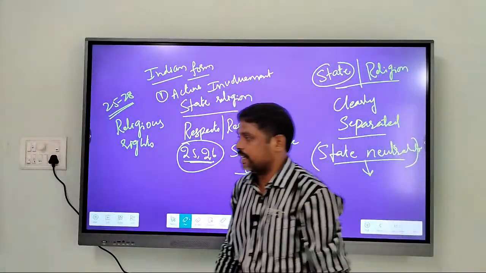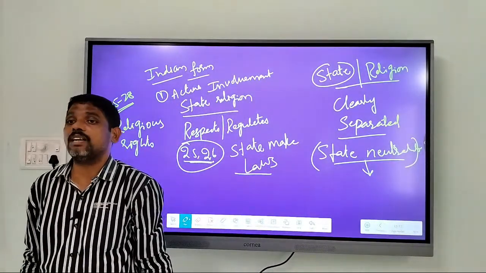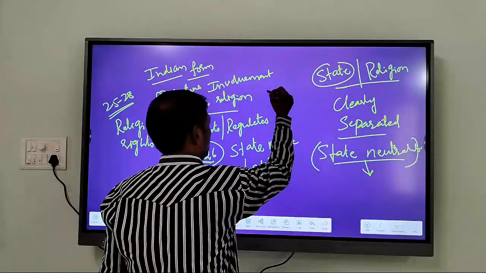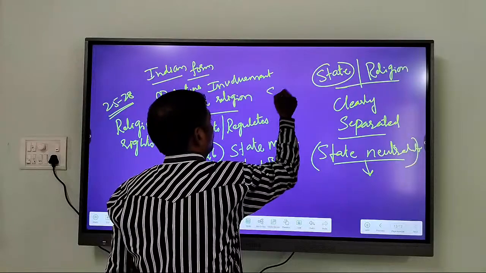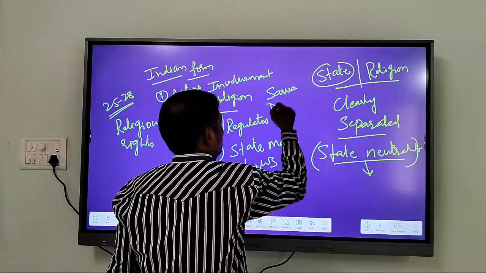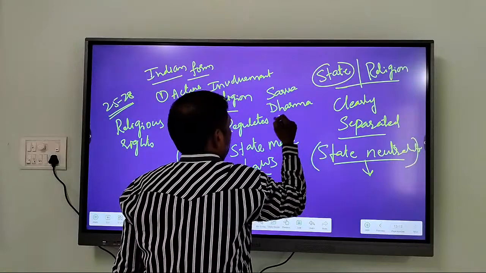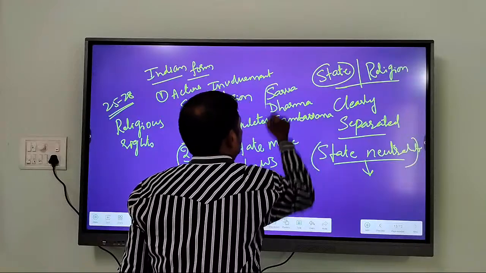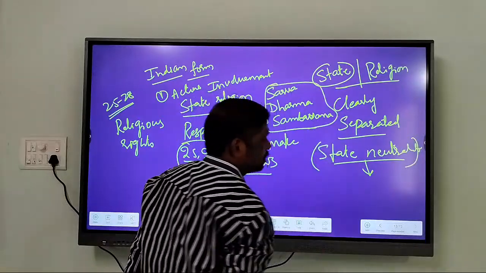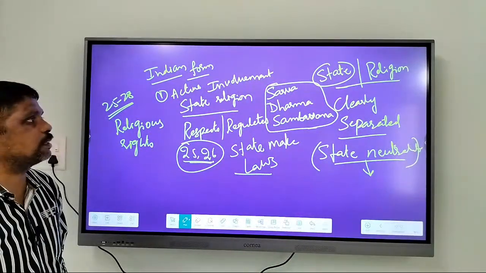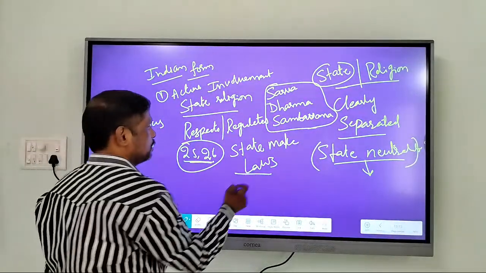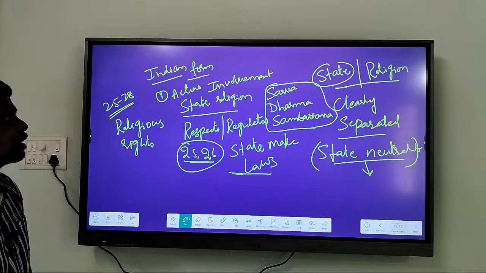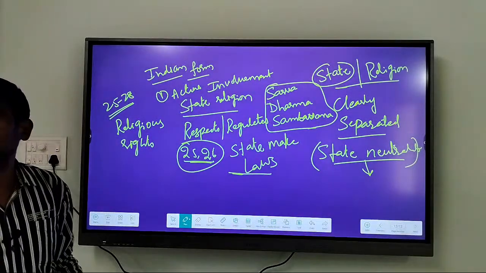Western countries are based upon the principle of state neutrality. If you take India, India always believes in the principle of Sarva Dharma Sambhavana. Indian secularism is based upon the principle of Sarva Dharma Sambhavana.